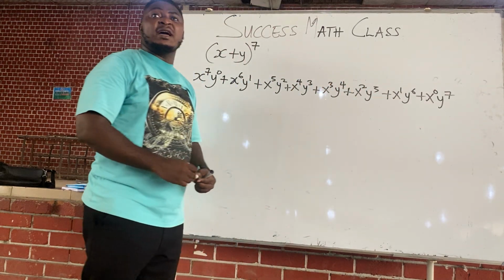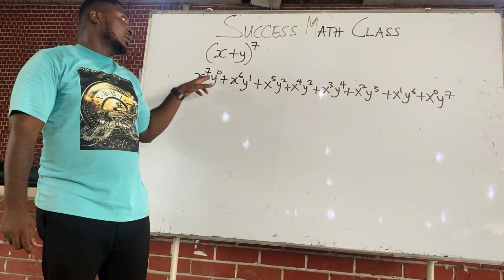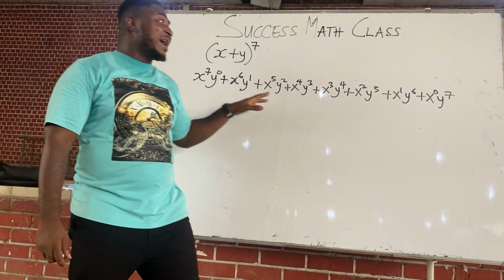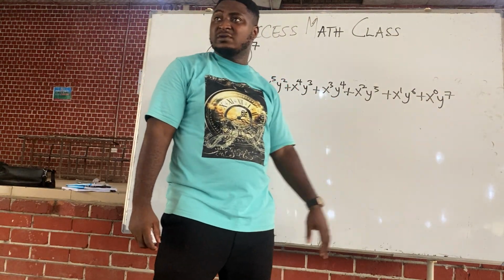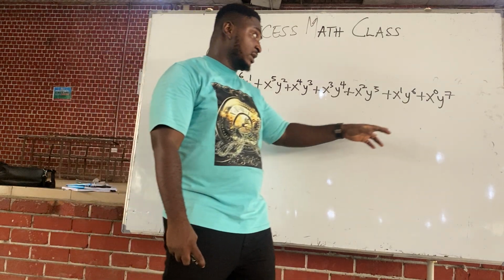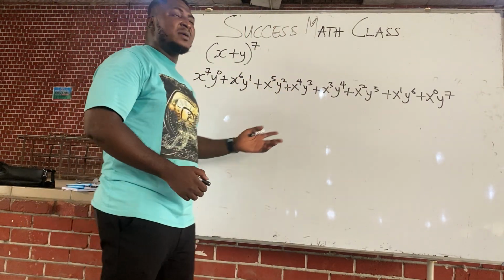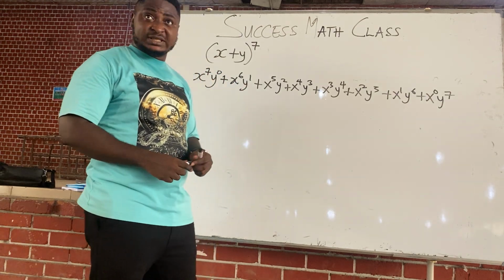Class, your expansion is over. Your expansion will stop when your y that was initially having 0 has now gotten the full power 7, and your x that was initially having all the power 7 is now having nothing. The expansion will stop. Then you apply the appropriate Pascal's triangle series to it.